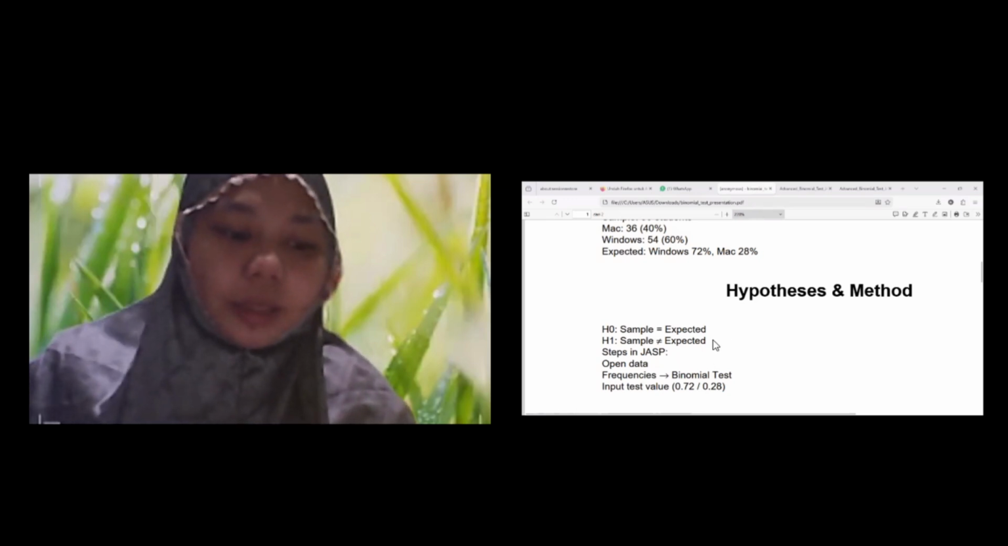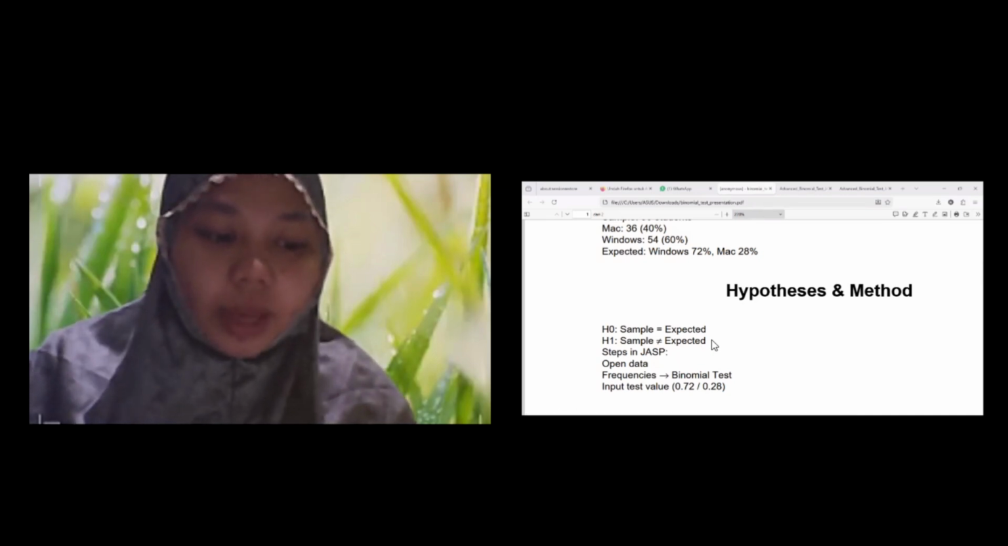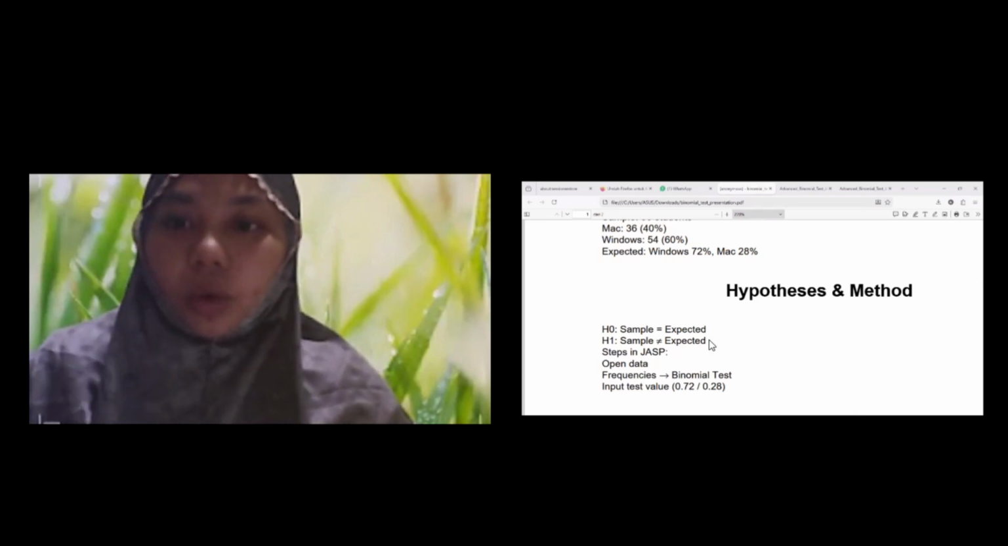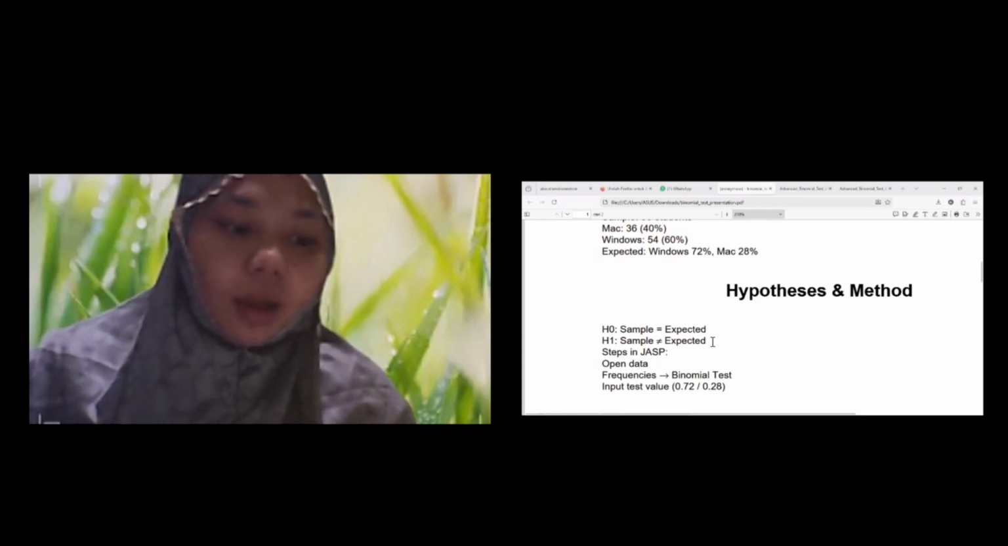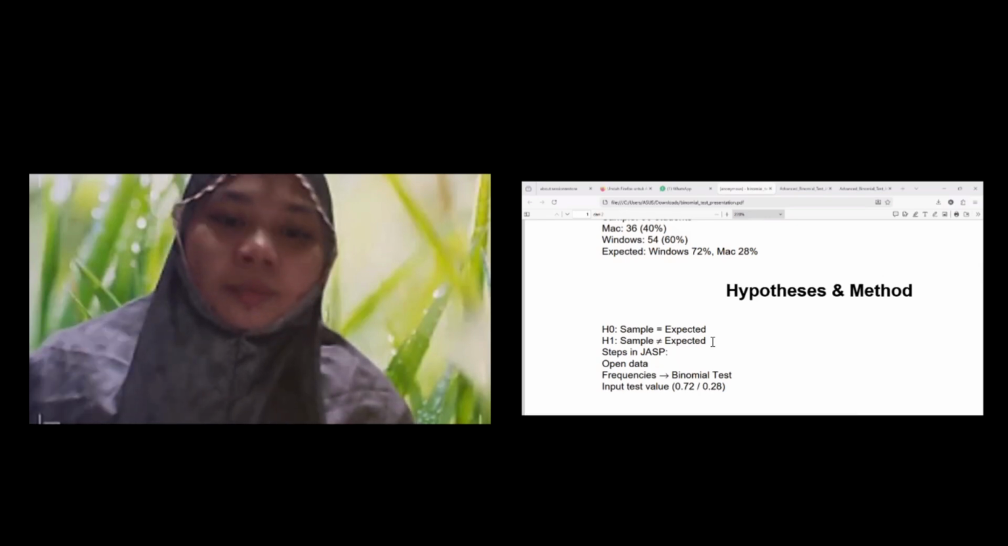The steps are simple. We open the data set, go to Frequencies, select binomial test, and input the expected values such as 0.72 or 0.28. After that, JASP will automatically calculate the result.